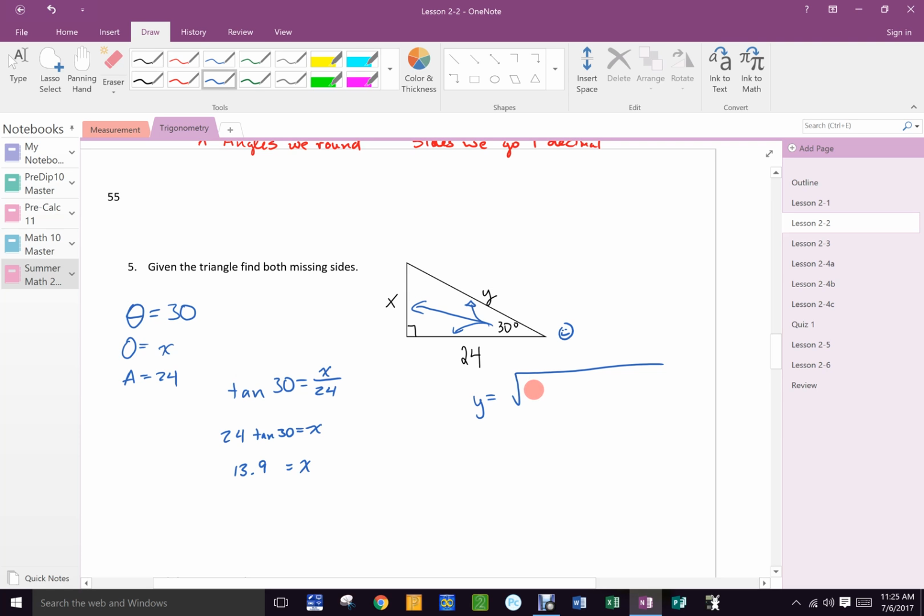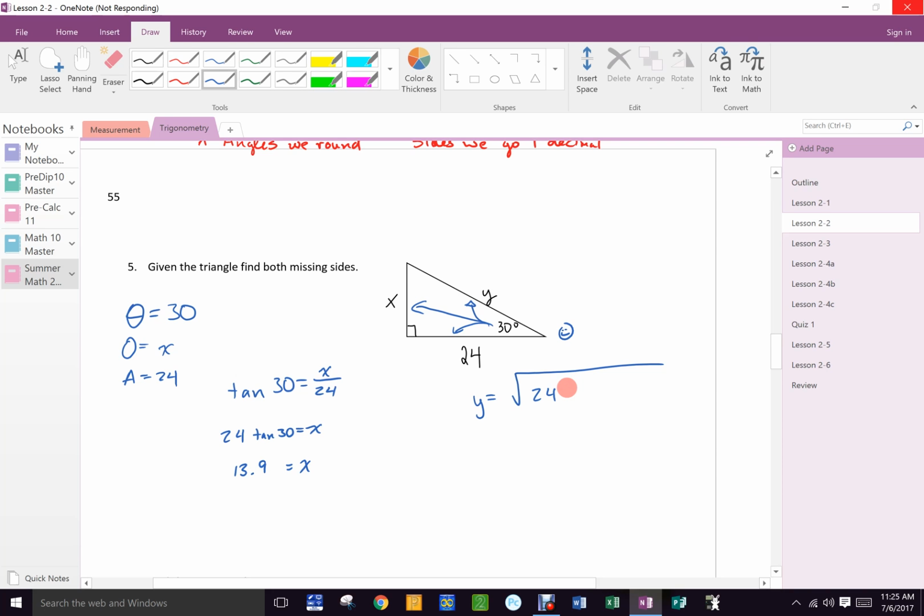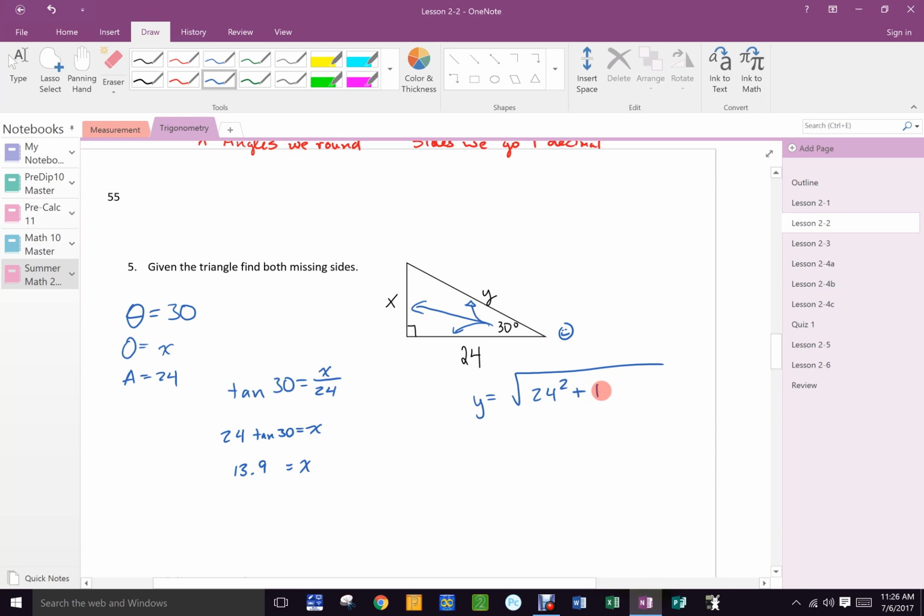The other two sides. So 24 squared plus, we already know what x is. What is it? 13.9, but it's already sitting on your calculator, isn't it? So on your calculator, all you have to do is square what's there, add 24 squared, and then square root the answer. I'll show you what I mean.